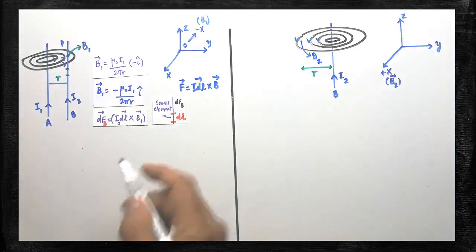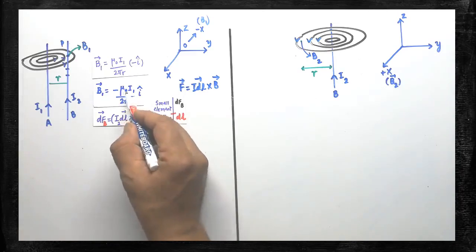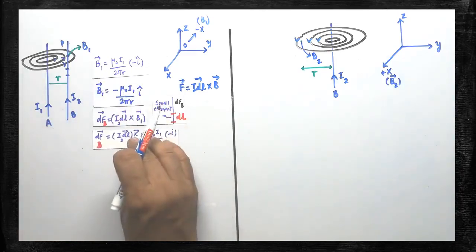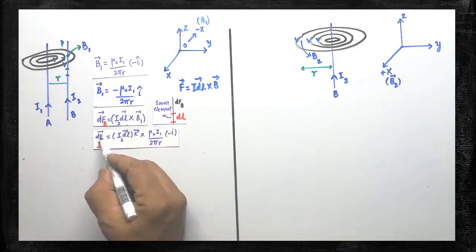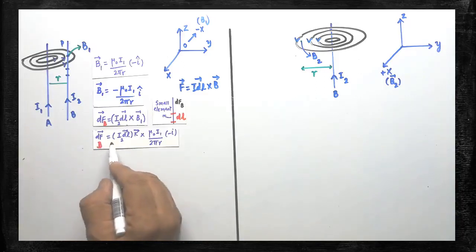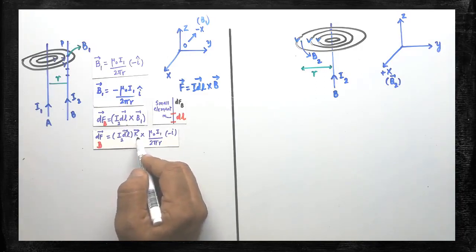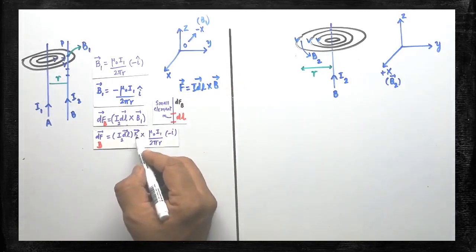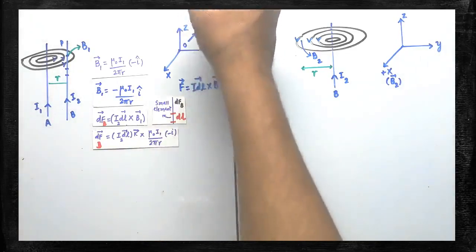Now, in this B1, here one B1 is there, no? This B1 must be replaced by this equation. After replacing, look at the equation. Now dFB, what is dFB? The small force exerted on the current element in conductor B is equal to, already I2 dl vector is there. That is acting in which direction? That is acting as per the diagram, in K. K means it is acting towards the positive Z direction.